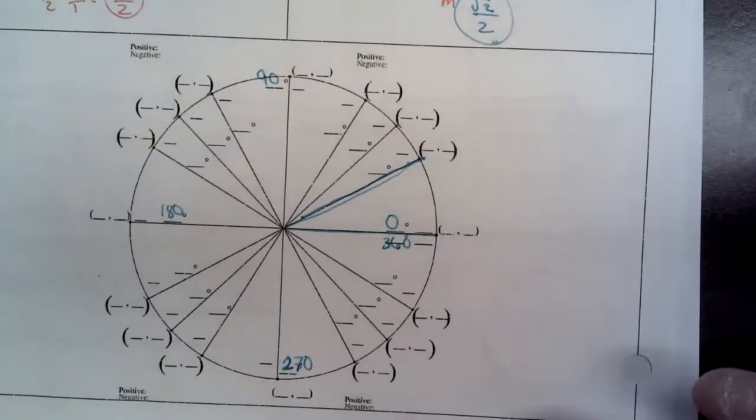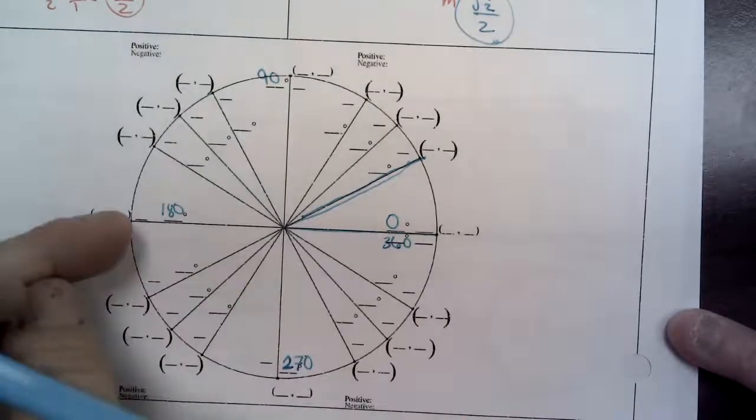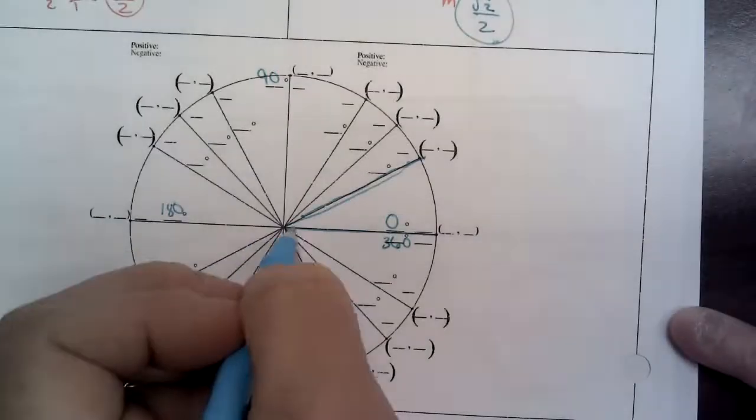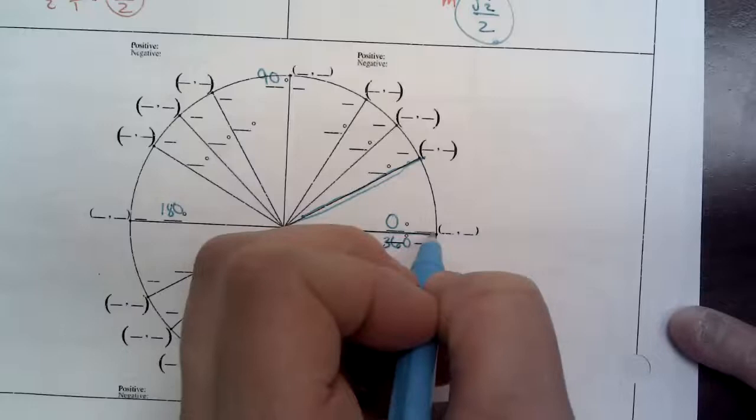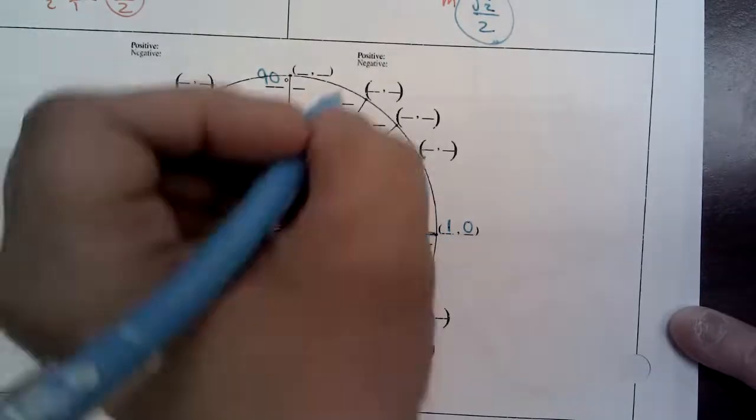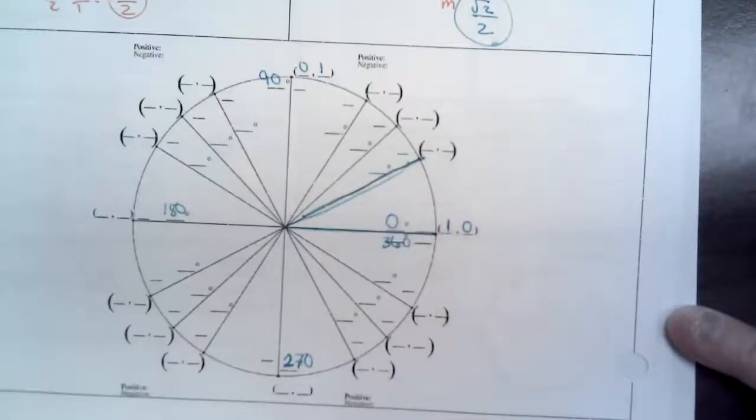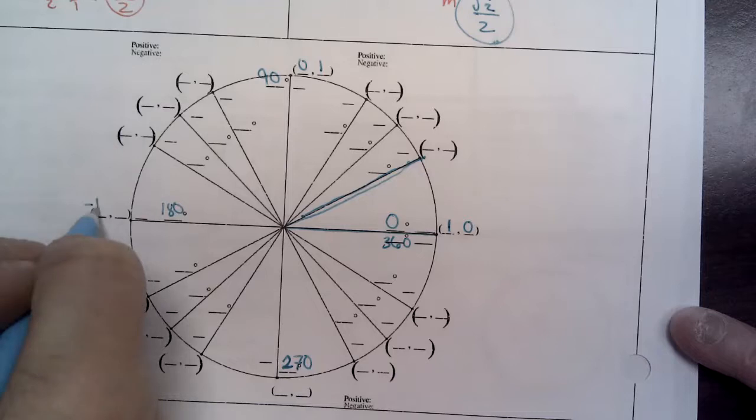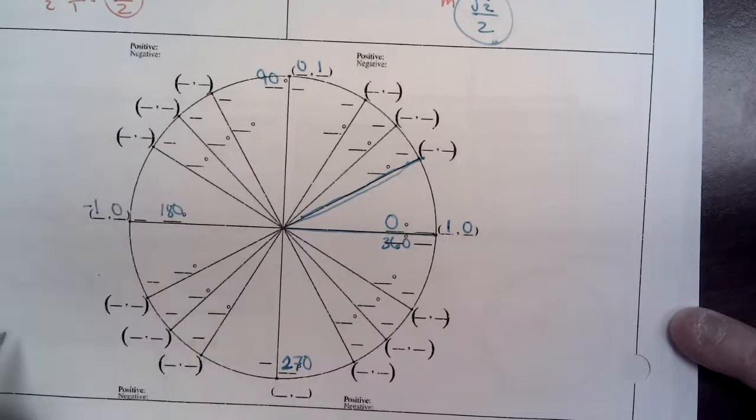So we already know what these coordinates are because we know our x's and y's. Remember that this is a unit circle, so it's a length of 1. So our x value here is 1. Our y value is 0. Our x value here is 0. That's 1. Okay, now here our x value is -1, and 0 is our y value. And here our x value is 0 and our y value is -1.